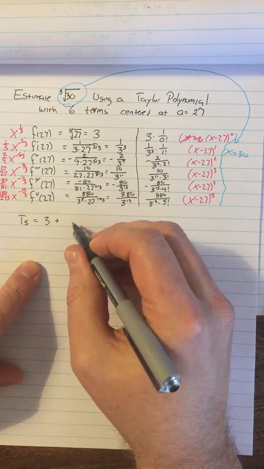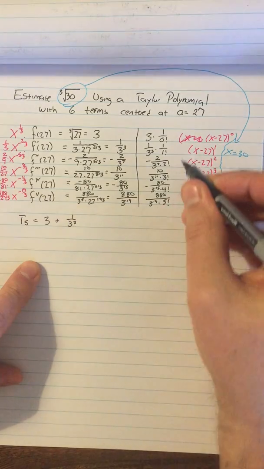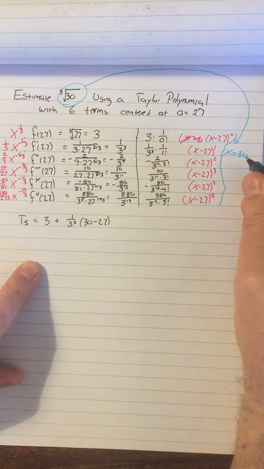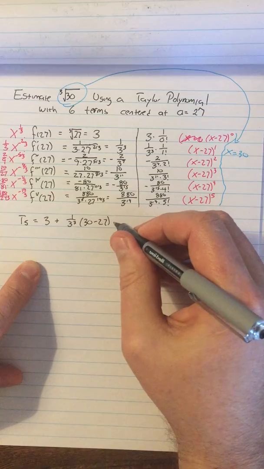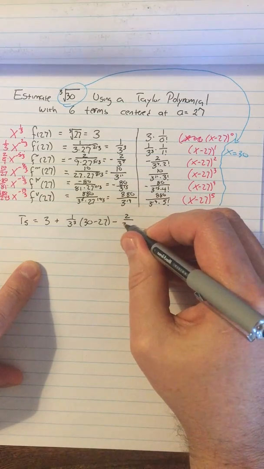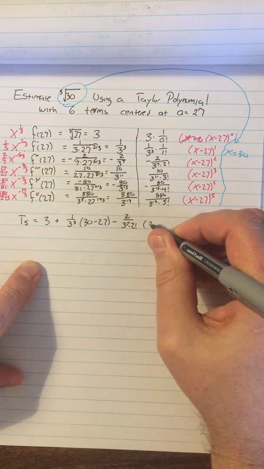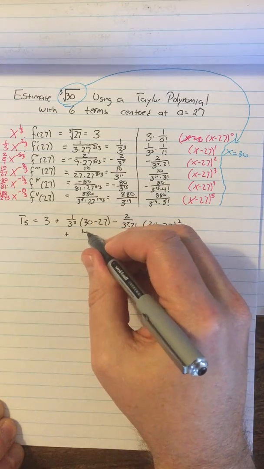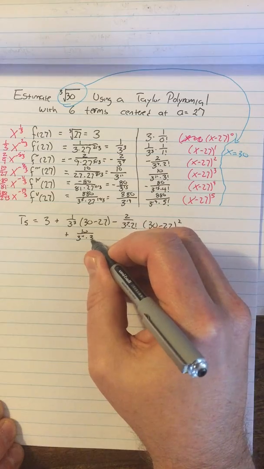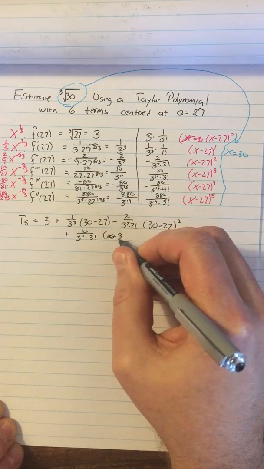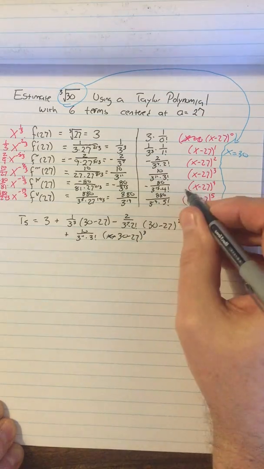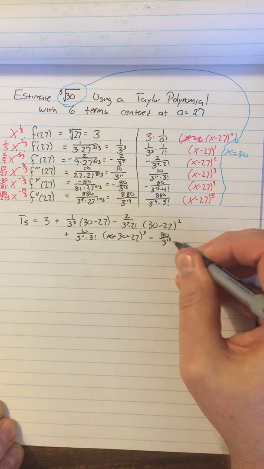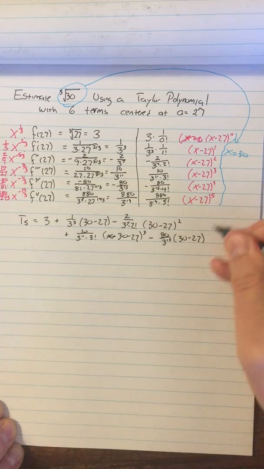And then your next one is going to be 1 over 3 cubed times the 1 factorial we'll forget about because they're all 1s. So I'm going to have 30 minus 27 to the first power. So I'm putting 30 in for the x's now. And then I'm going to have minus 2 over 3 to the 7th power times 2 factorial times 30 minus 27 squared. And then I'm going to have plus 10 over 3 to the 11th power times 3 factorial times 30 minus 27 cubed. And then my next term is going to be minus 80 over 3 to the 15th power times 30 minus 27 to the 4th power.